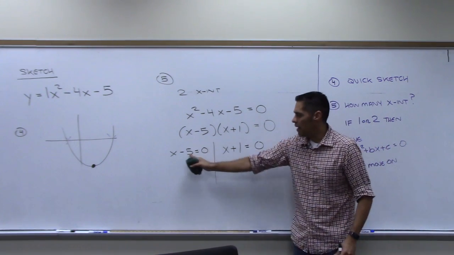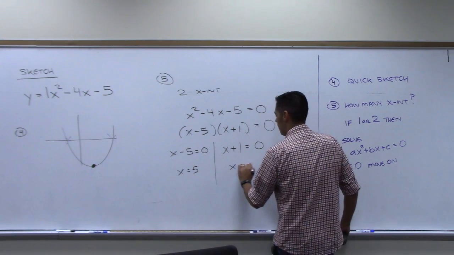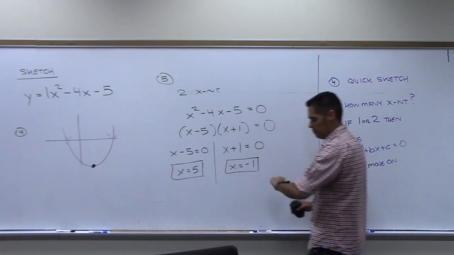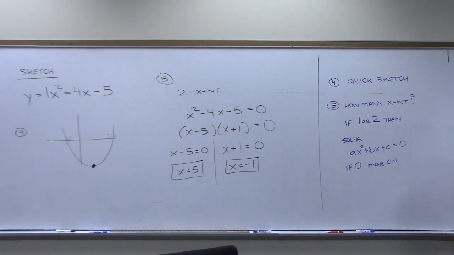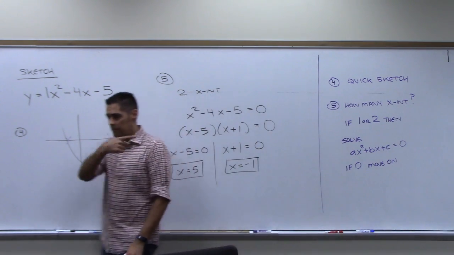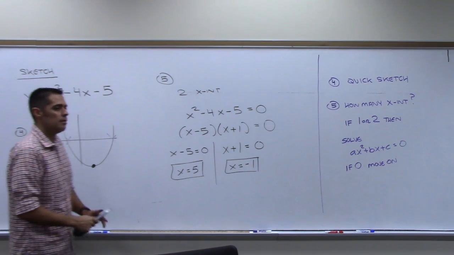So I just add 5 to both sides here. And then here I subtract 1. And I'm happy. I assure you that was faster than using the quadratic formula. We good? Okay.